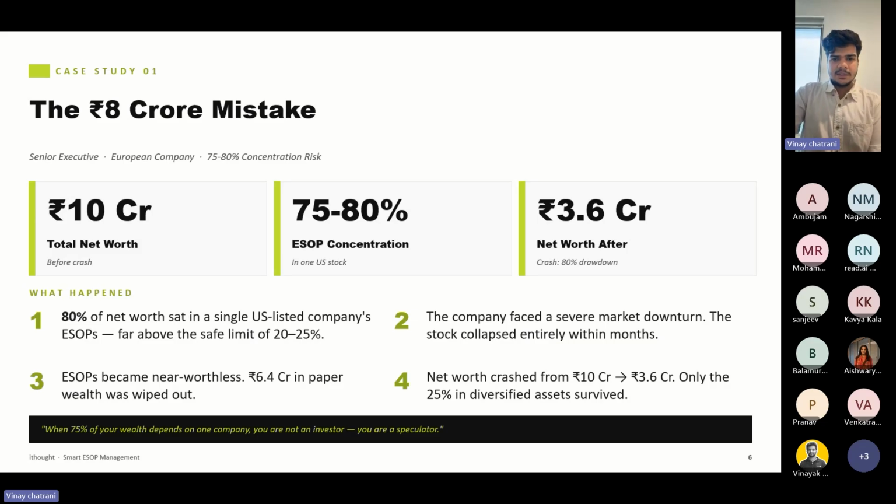But what happened next was the stock fell almost 80% and his total net worth went from 10 crores to 3.6 crores. The stock had fallen that much. So that's what we are here to discuss, that having most of your wealth in ESOP might erode almost 80 to 90% of your wealth. So being risk managed is very important here. I hope this case study did open your eyes to see that okay, it is a very risky thing and we need to manage our ESOP smartly.